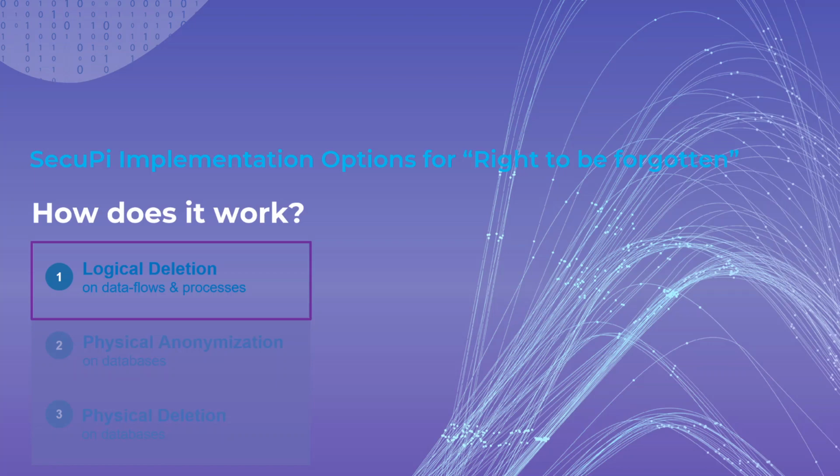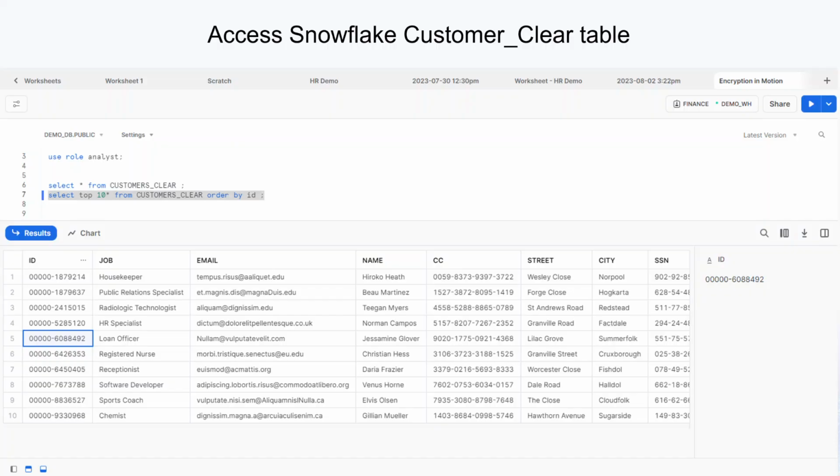So now, let's see how SecuPi implements the options for right to be forgotten. We will go through the three different options I talked about before. First, we'll go to logical deletion. In this case, I'm showing you a Snowflake environment where a user named Jasmine Glover, who's a loan officer, you can see her ID number here, 6088492, is in the customer table.